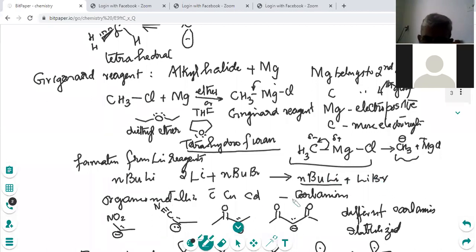Next, you can have copper and cadmium organometallic compounds. That also will generate carbanions. Organometallic compounds with copper and cadmium. We'll discuss this in detail when we come across certain name reactions. Now, these are other examples of carbanions.